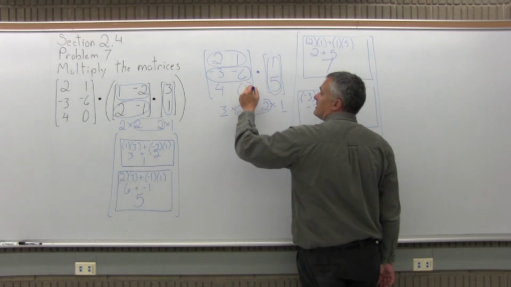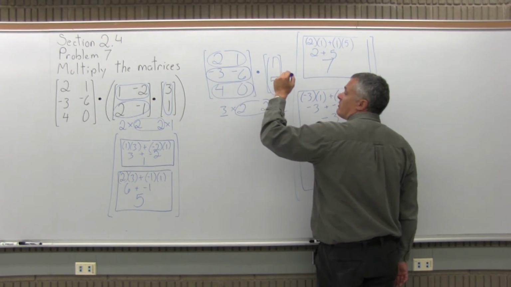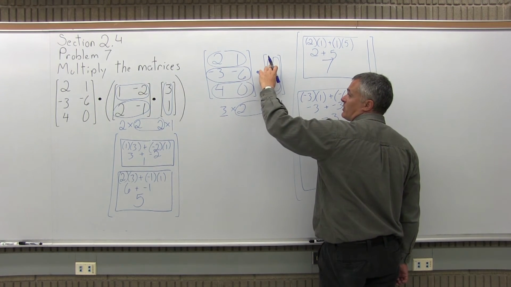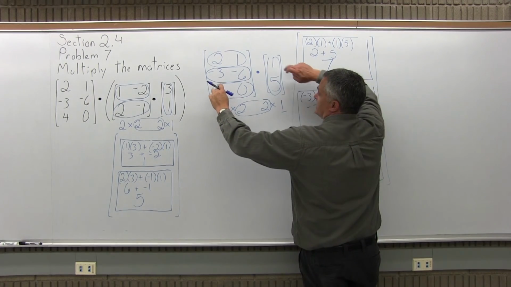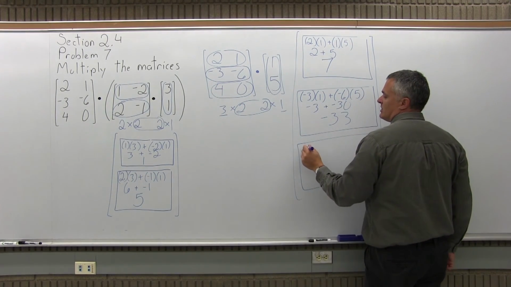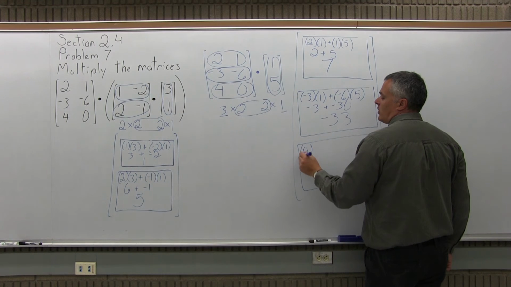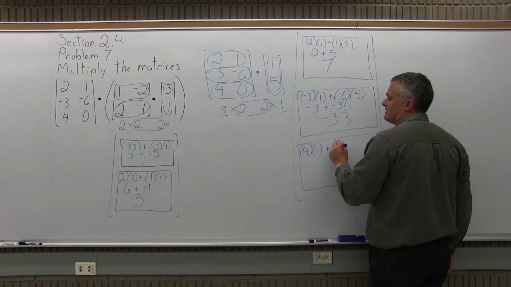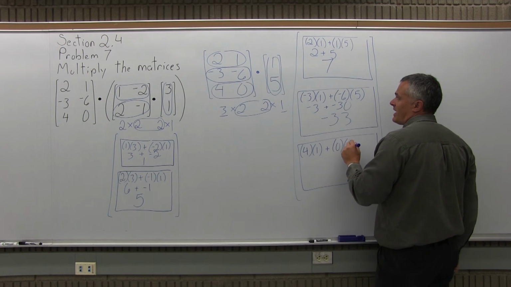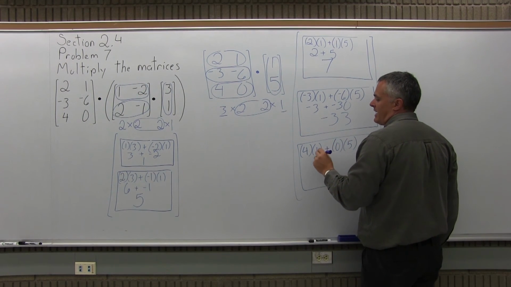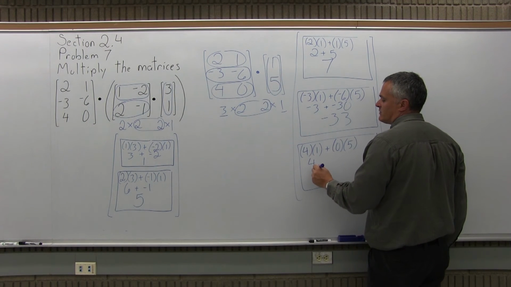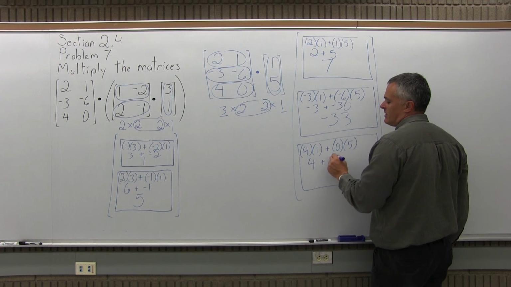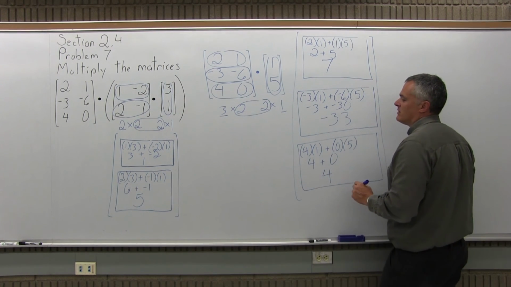And now finally, the bottom row of the first matrix, 4, 0, times the only column of the second matrix, 1, 5. First times first is 4 times 1, and second times second is 0 times 5. 4 times 1 is 4, and 0 times 5 is 0. And 4 plus 0 is 4.